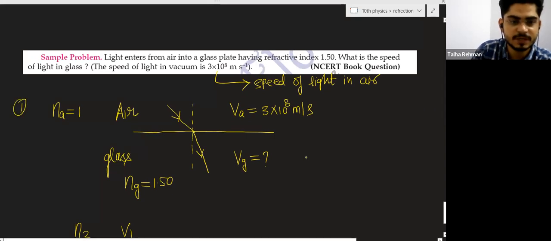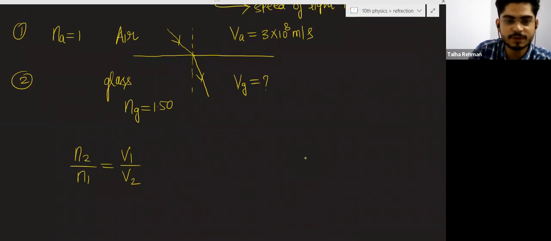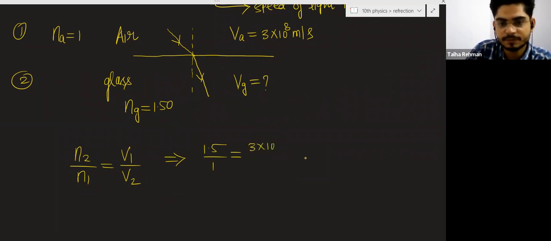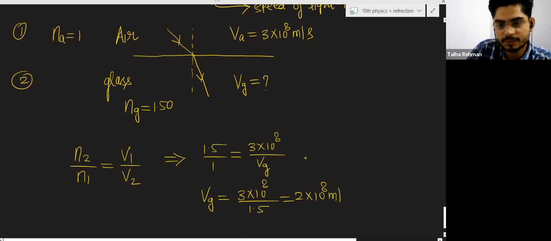Suppose this is medium 1, this is medium 2. So N2 you will take as 1.50, and N1 you will take as 1, and V1 is 3 into 10 to the power 8. And you have to find this, V2, which means Vg. So you will get the answer 3 into 10 to the power 8 divided by 1.5, which is 2 into 10 to the power 8 meter per second.